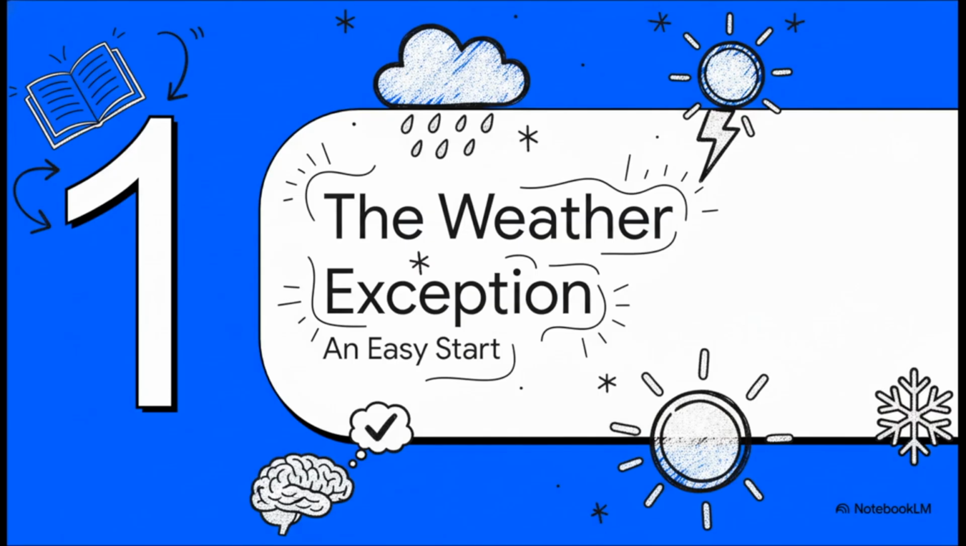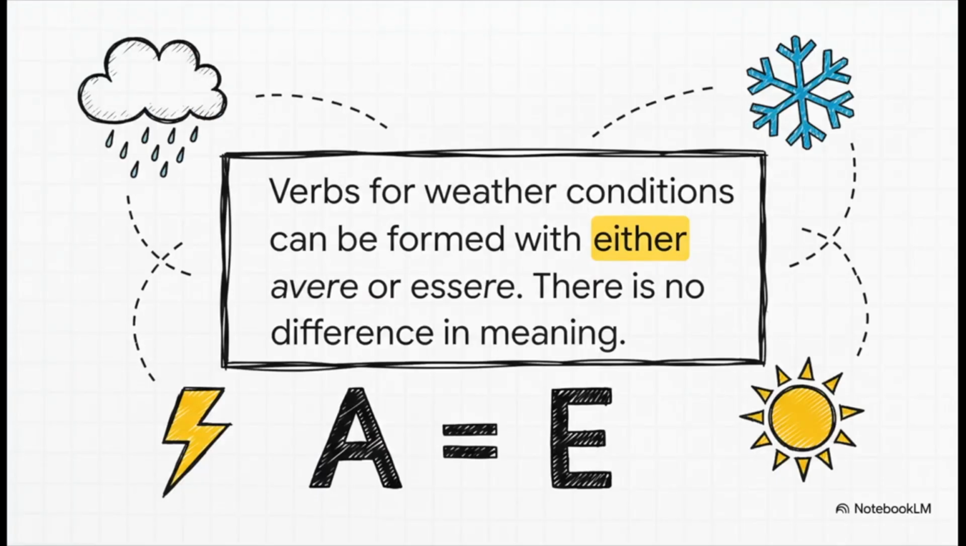Think of this as a little warm-up, a grammar freebie, if you will. This is the exception that's actually super simple to remember. So get this, there are a few verbs, mostly the ones we use for weather, like to rain or to snow, where Italian grammar just kind of chills out. With these, you can actually use either avere or essere.